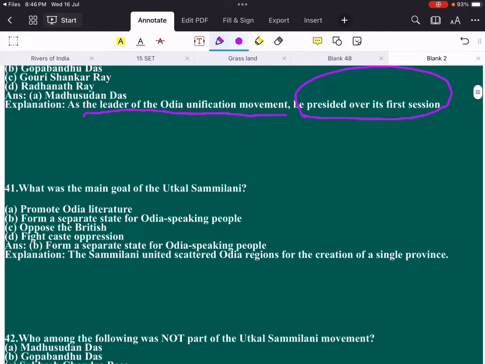What was the main goal of Utkal Sammelani? Form a separate state for Odia speaking people. Option B is the correct answer.